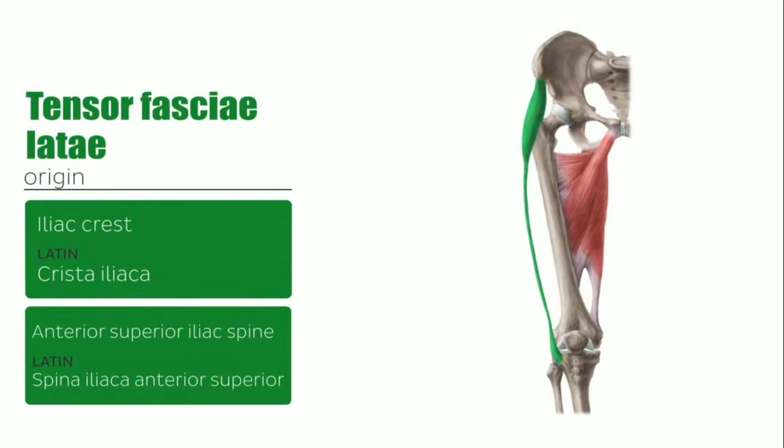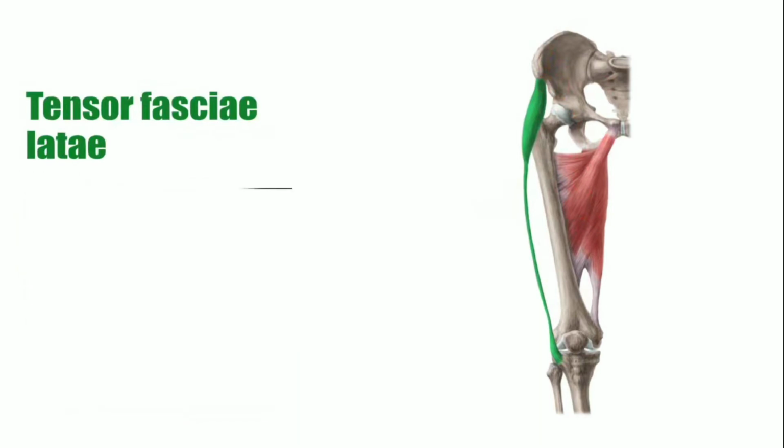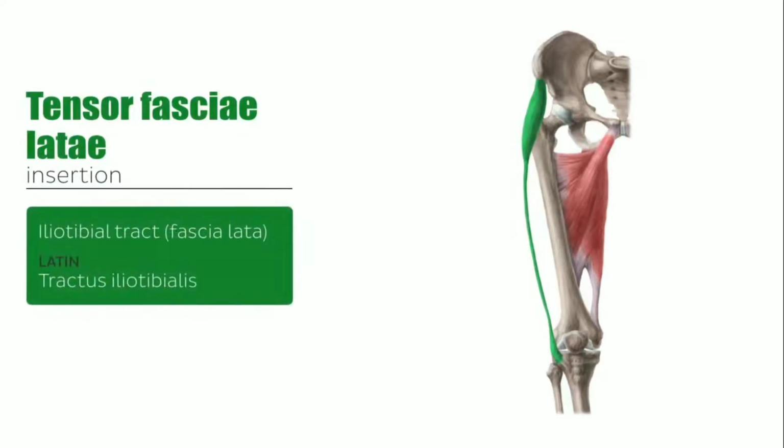Now it is time to move on to the insertion point of the tensor fasciae latae, and I mention one point because that's all you need to remember. This muscle inserts on this long band, as you can see. This is known as the iliotibial tract. The iliotibial tract is a longitudinal fibrous reinforcement of the fascia lata. What, you may ask, is the fascia lata? It is basically a deep fascia surrounding the entire thigh musculature.